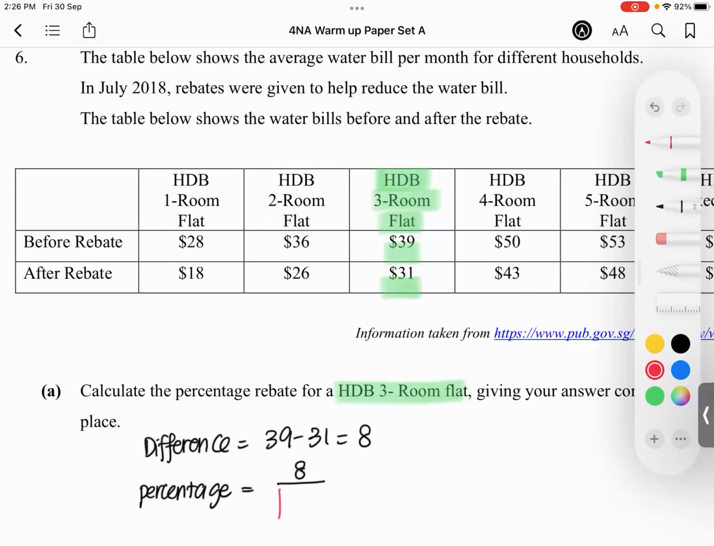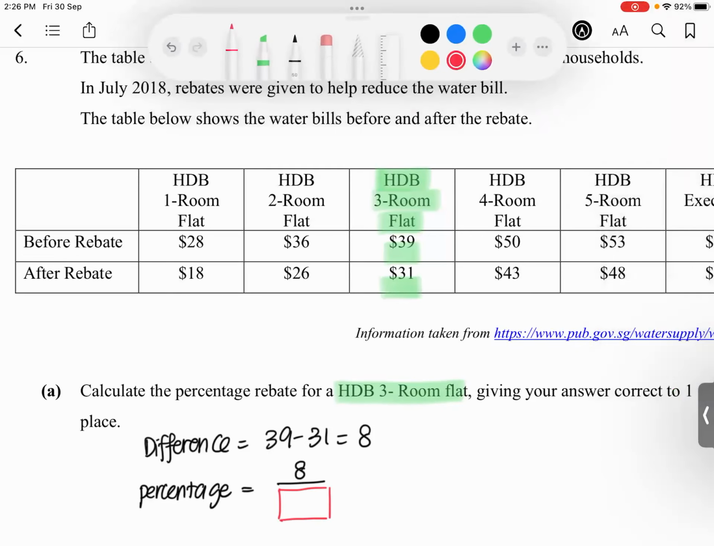But if I want to find the percentage of rebate, I need to take this rebate $8 out of my original value. What is my original value? That means the value that is before the discount, before the rebate, which is 39, times 100%. Please calculate your answers.